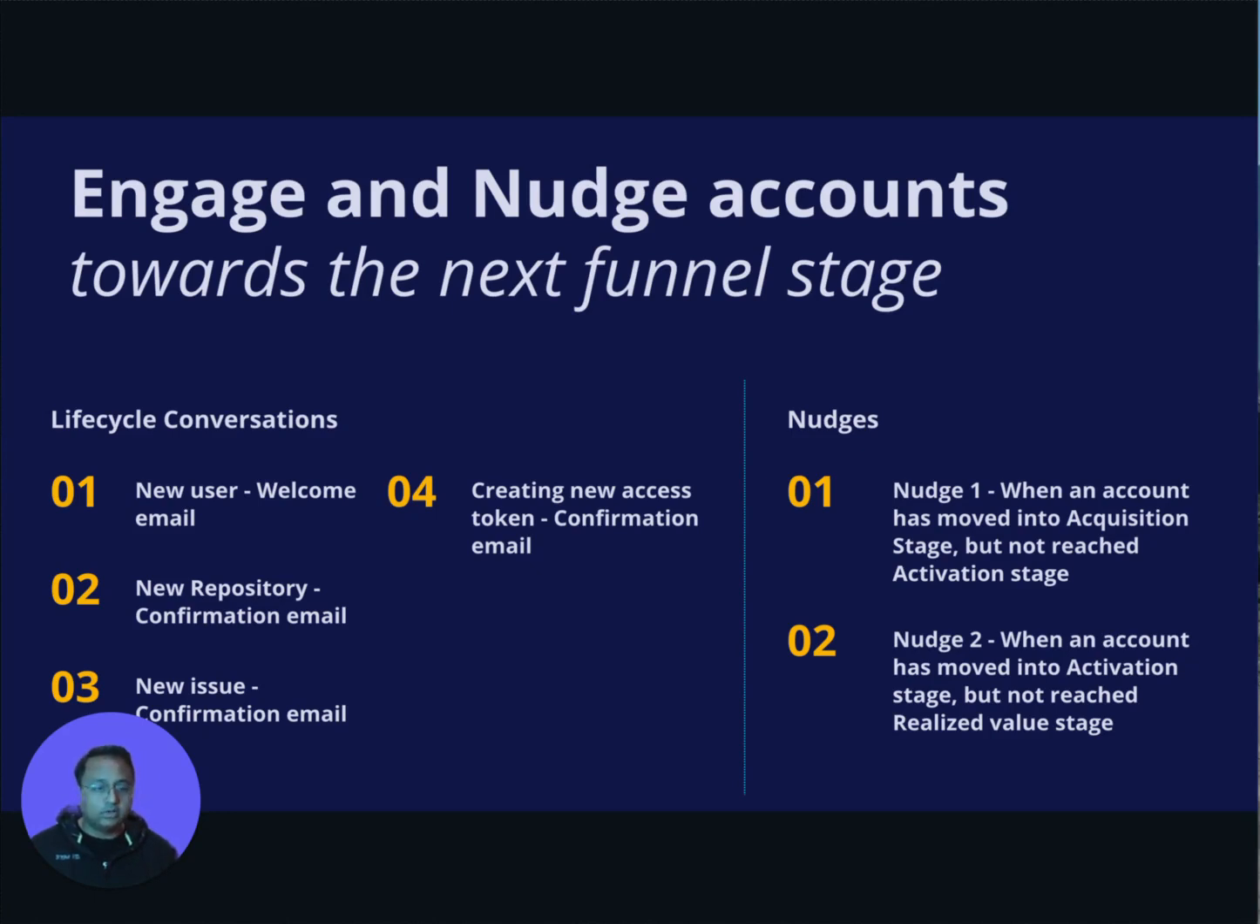A nudge is generally a soft suggestion to an account to do something that will move their journey forward. So the first nudge would be when an account is currently in the acquisition stage, which is the first stage, and we want them to move to the next stage, that is the activation stage. Same way, we will implement a second nudge for an account which is currently in the second stage, the activation stage, but has not reached the next stage, the realized value stage. So we are going to nudge them to the realized value stage. Let's see how we are going to do this in FunnelStory.